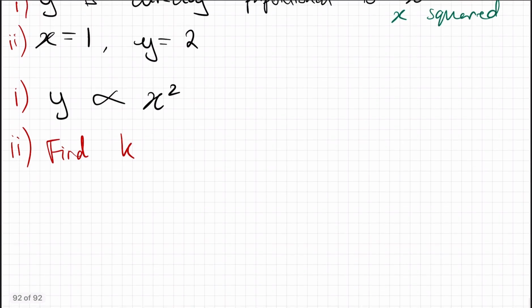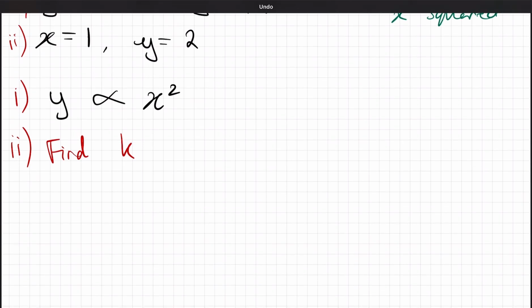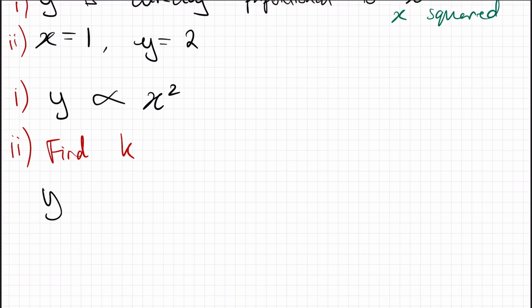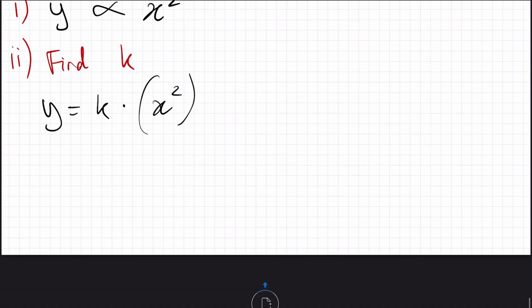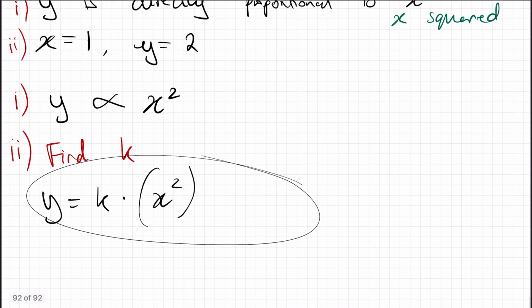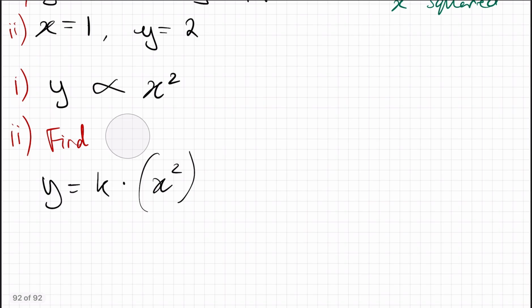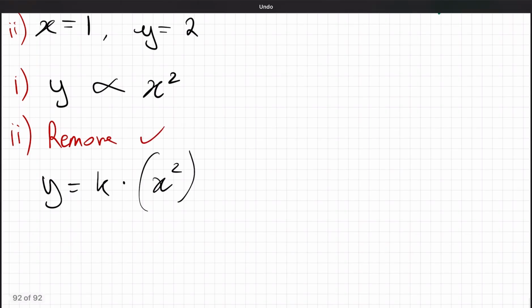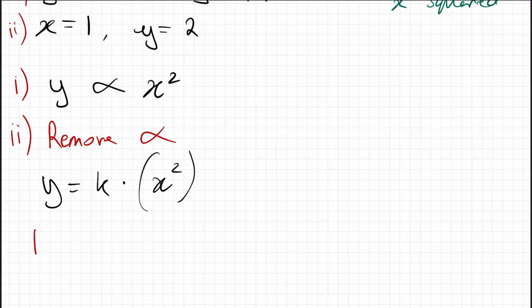What you do here is you first put in k, of course. You have to get rid of this proportional sign. Remember how you do that? You put in a k, and then you multiply it by whatever was in here. So here it's x squared, and here's our equation. Now we use the initial condition. Sorry, let me put these steps in. The steps are: first, remove the proportionality sign, and now we find k with the initial condition.